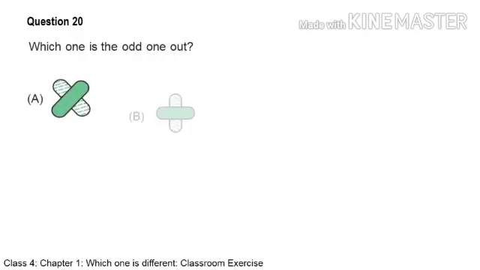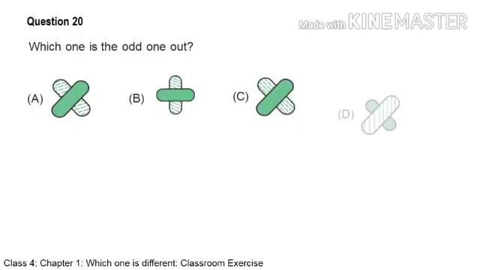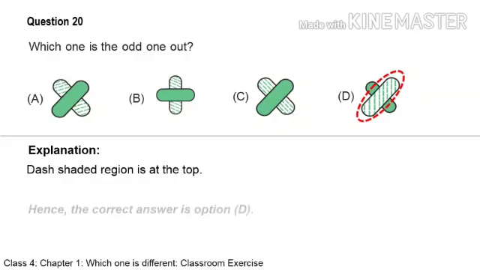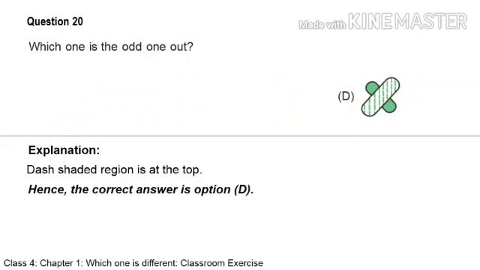In this question, which one is the odd one? Is it option A, B, C or D? Out of all the options, we find that only in option D is a dashed region at the top. In other options, the shaded regions overlap the dashed region. Hence, the correct answer is option D.